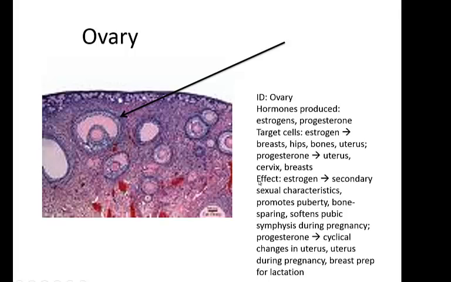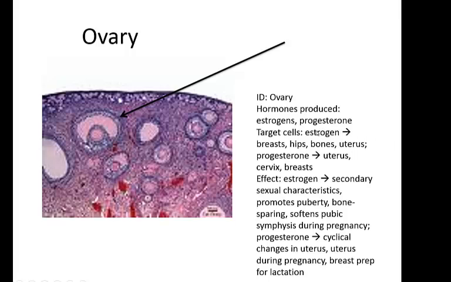Now there's a lot listed on this slide. For lab practical day, like for the ovary, I'll ask you, what's the identification? For this, there are 2 hormones being released. Since there are 2 hormones being released, chances are I'll only ask you for one of those hormones. I might ask you for 2, but chances are I'll only ask you for 1.